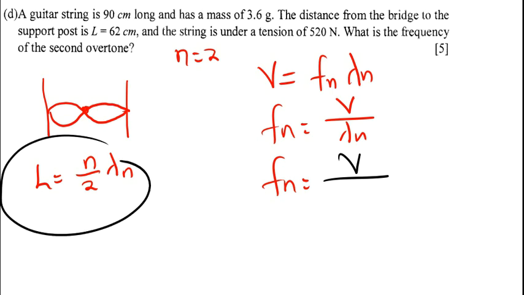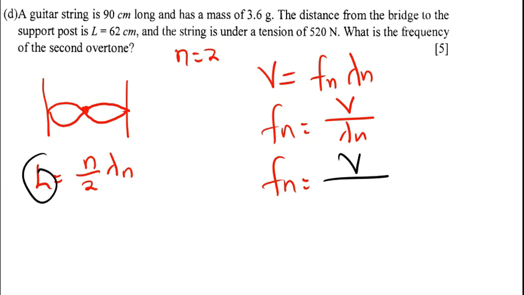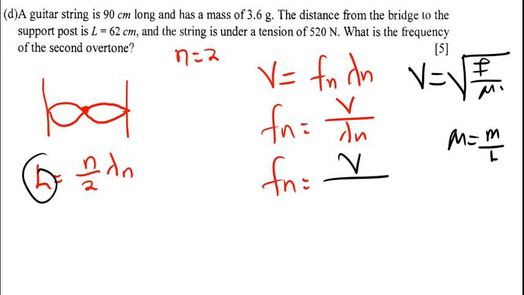Now I can make lambda the subject of the formula because I have this L. The L we're talking about here is this L, because the 90 centimeters is the one I'm going to use to find the linear density. I know that the speed of a wave on a string is given by the square root of the force divided by the linear density, and the linear density is the mass divided by the length. This length is 90 centimeters, the length of the string of the guitar, and we have the mass.